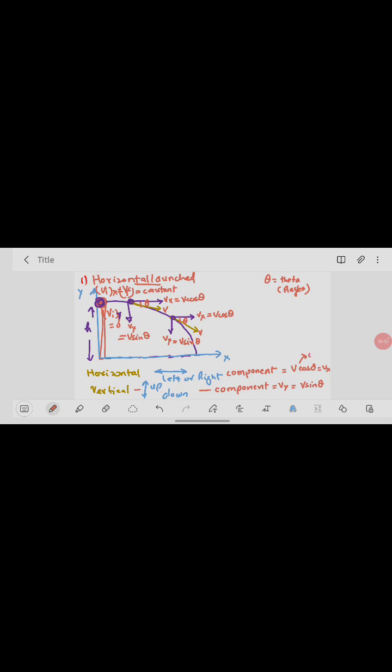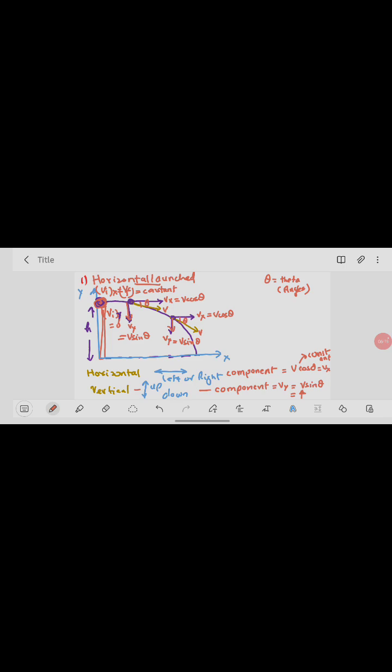The horizontal component remains constant. What about the vertical component? The vertical component is increasing. Initially it was 0 here, then it starts increasing like this. So it will be increasing.